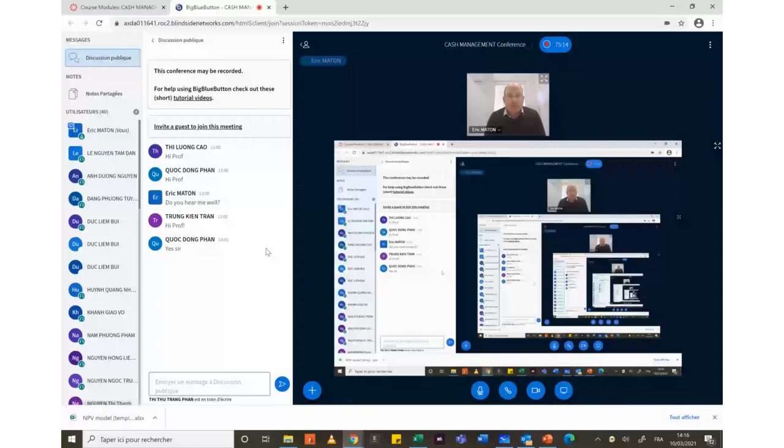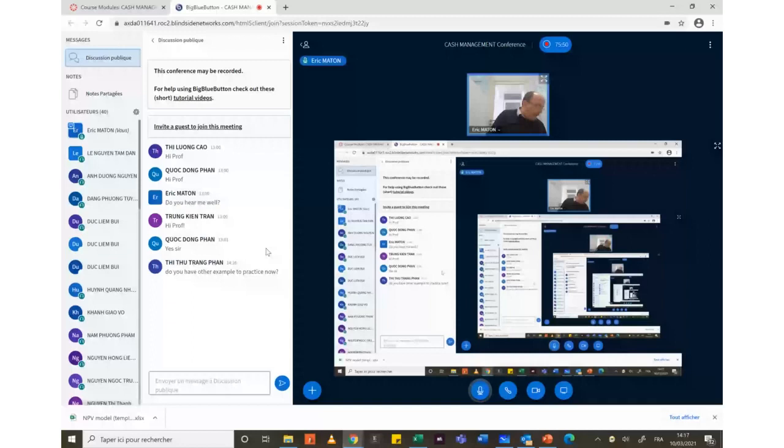No? Yes? Do you have other example to practice now? Yes, I will give you example from the book. It's a comparison of the Chinese petroleum with the British petroleum, I think. And they use the working capital requirement and the net cash. So yes, I will scan the book with this example, and I will give you this example for the comparison of companies in the petroleum.